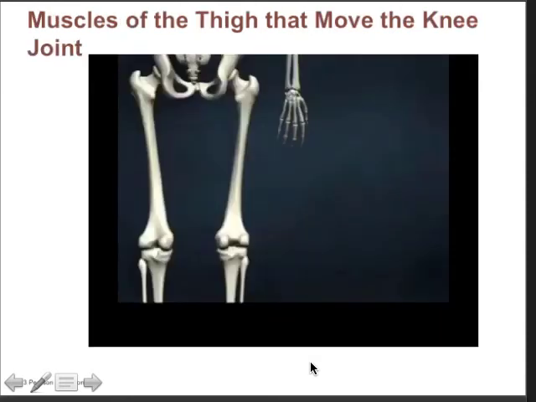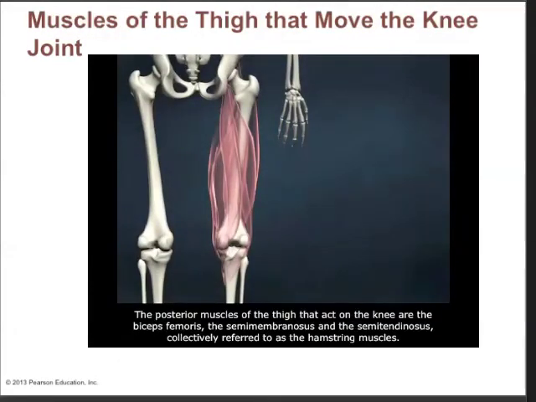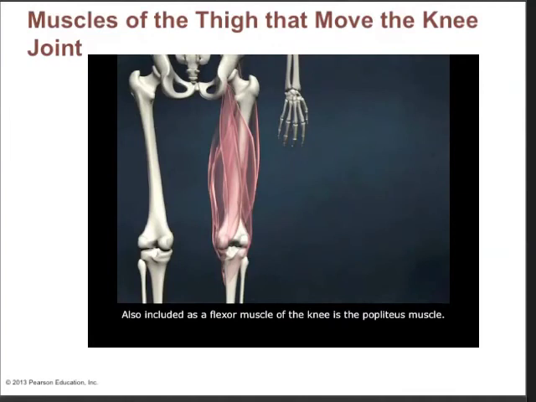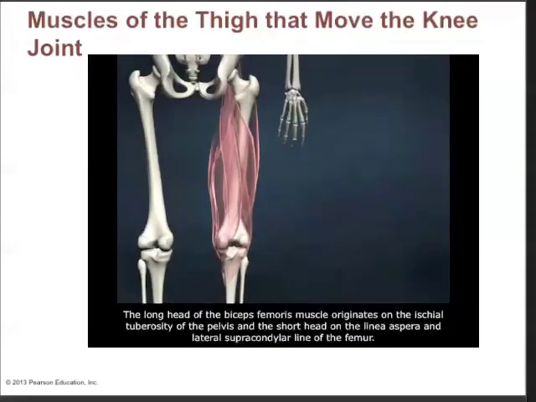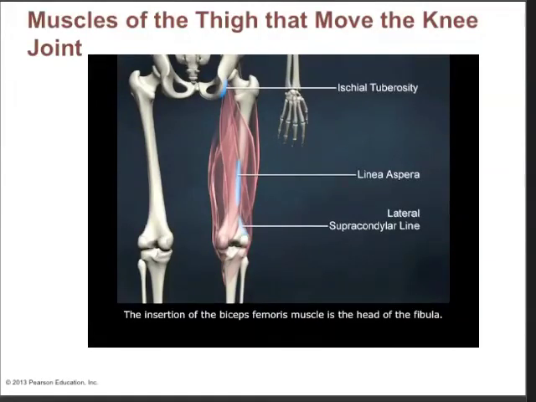So let's take a look at the muscles of the thigh that move the knee joint. The posterior muscles of the thigh that flex the knee are the biceps femoris, the semimembranosus, and the semitendinosus, collectively referred to as the hamstring muscles. Also included as a flexor muscle of the knee is the popliteus muscle. The long head of the biceps femoris muscle originates on the ischial tuberosity of the pelvis, and the short head on the linea aspera and lateral supracondylar line of the femur. The insertion of the biceps femoris muscle is the head of the fibula.